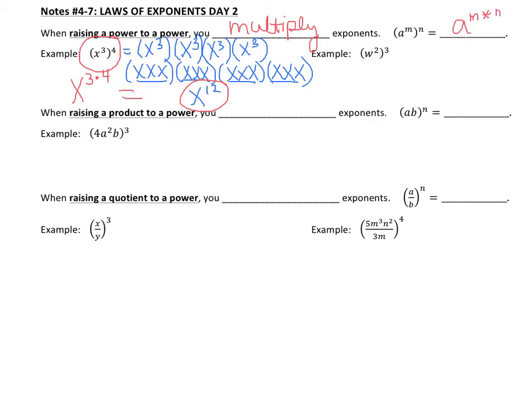All right, so let's look at this next example. w to the second to the third power. Now, since we know that that's what's going to happen, we can just go ahead and multiply those exponents. So w to the 2 times 3, so that's going to give us w to the 6th power.